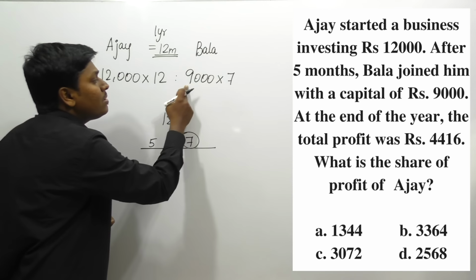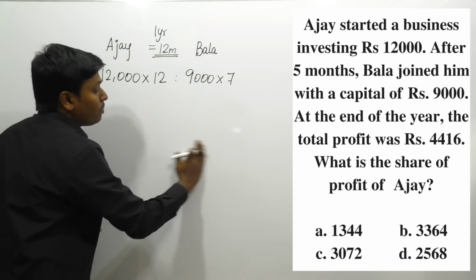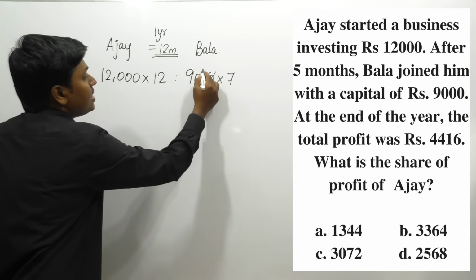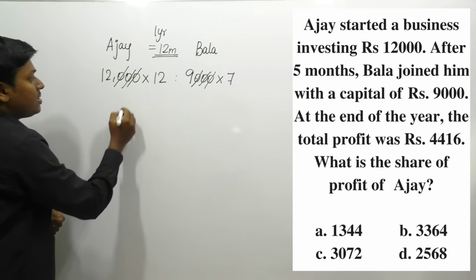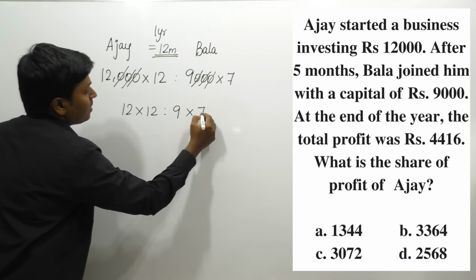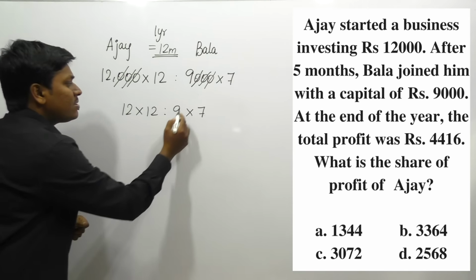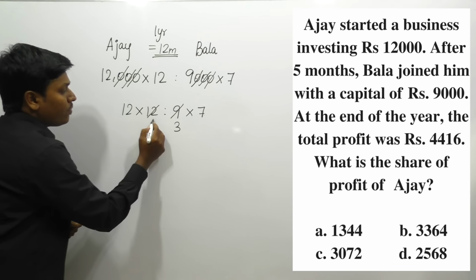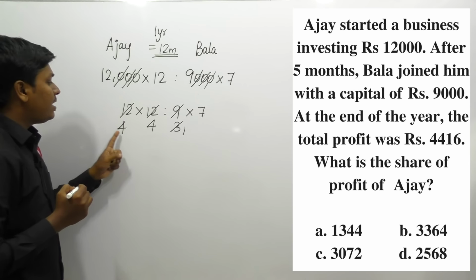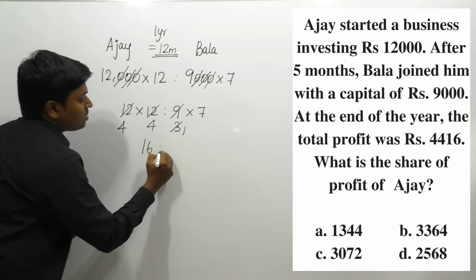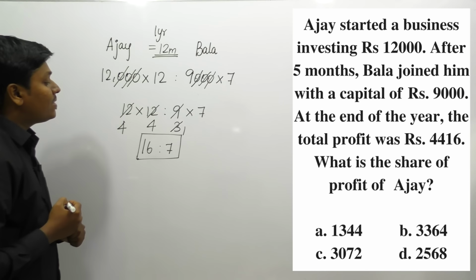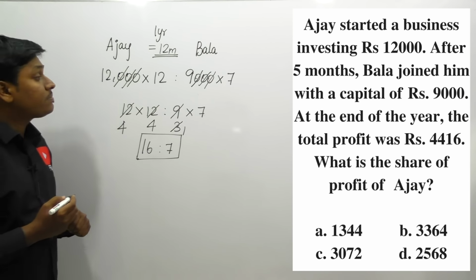We know that Bala is investing an amount of rupees 9,000, so 9,000 into 7 months. We can cancel 30 here, and similarly cancel 30 there. So this will be 12 into 12 is to 9 into 7. I think we can cancel this on the 3 table: 3 3s are 9, 4 3s are 12. Again 1 3 is 3, 4 3s are 12. So finally 4 into 4 will be 16 is to 7. Finally, we found the ratio of their share, that is 16 is to 7.